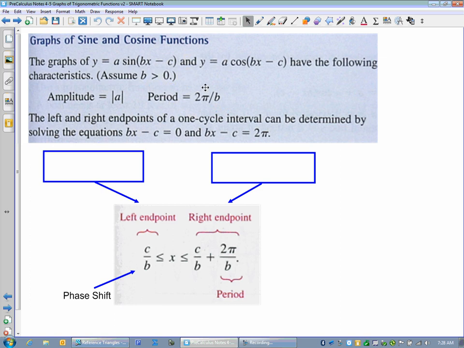So there are 4 pieces of information that you're going to jot down as a little side work before you actually make the graphs.